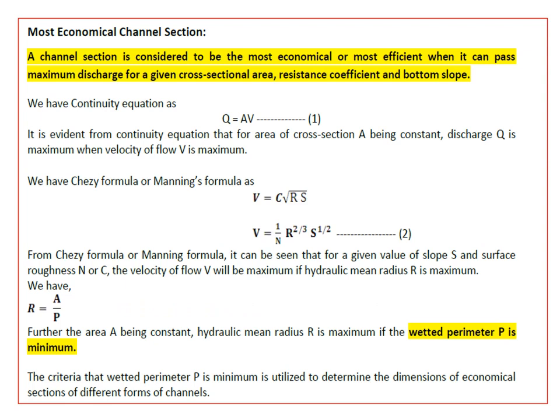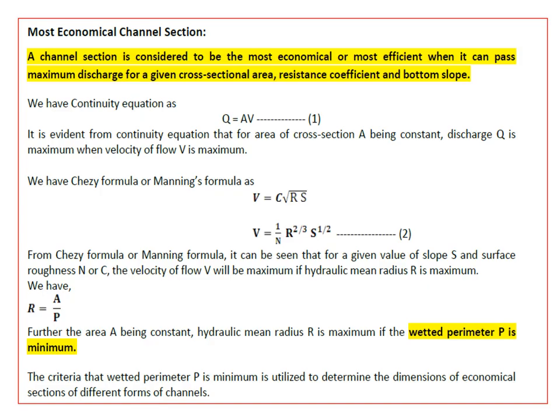So now we'll discuss what is the most economical channel section. A channel section is considered to be most economical or most efficient when it can pass maximum discharge for a given cross-sectional area, resistance coefficient and bottom slope. So that means for a constant cross-sectional area, a constant resistance coefficient and a constant bottom slope, if the channel is carrying maximum discharge, then it is known as most economical.